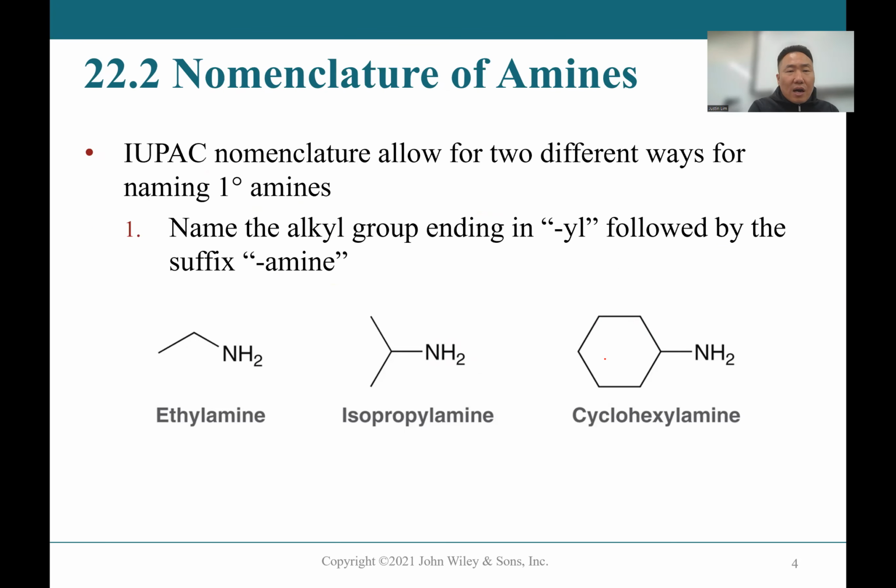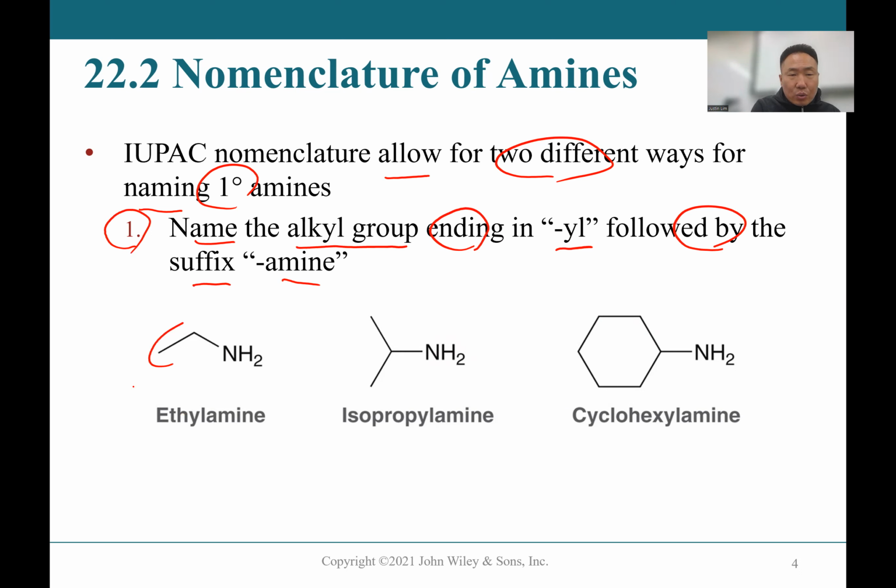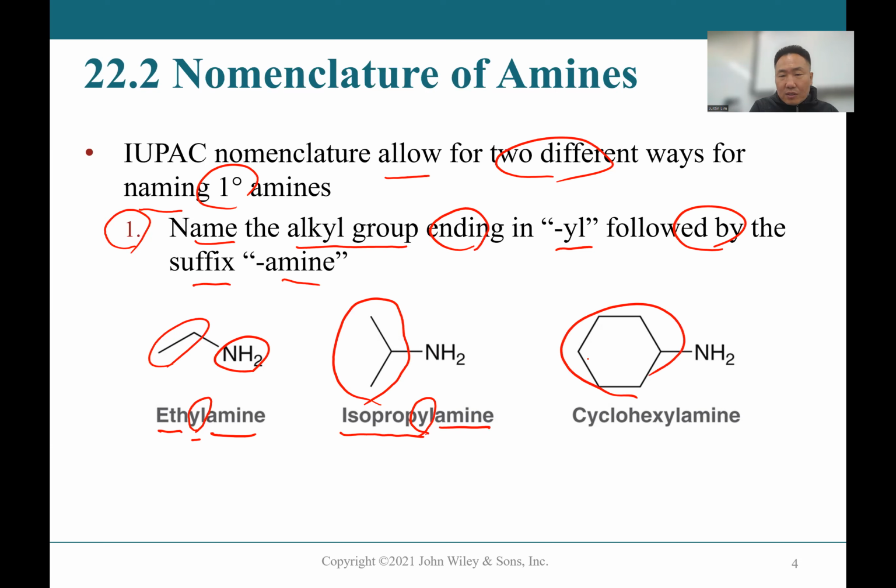Nomenclature of the amines. IUPAC nomenclature allows for two different ways of naming primary amines. Number one, name the alkyl group ending in -yl followed by the suffix amine. So here there are two carbons, ethyl, add amine. Also, this one is isopropylamine. This one, cyclohexylamine. So name the alkyl group ending in -yl followed by the suffix amine.